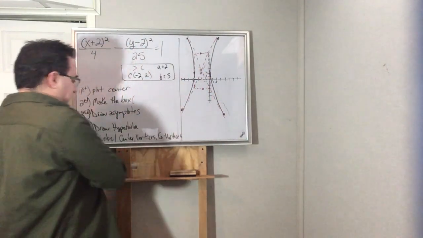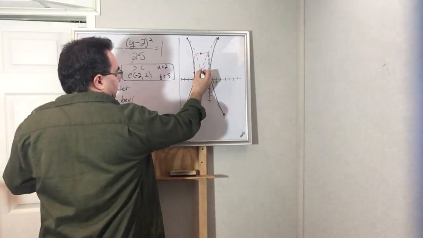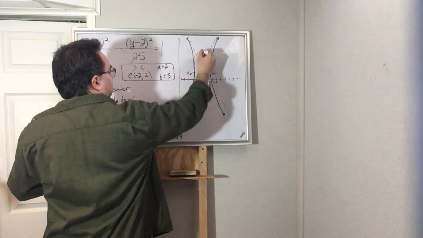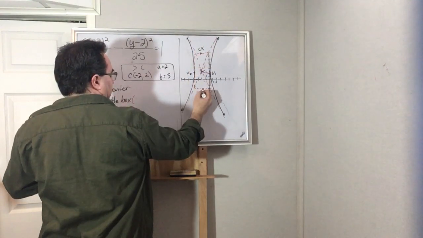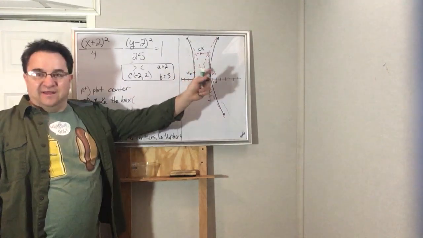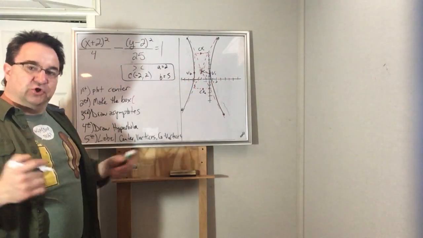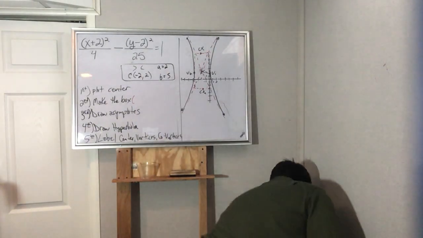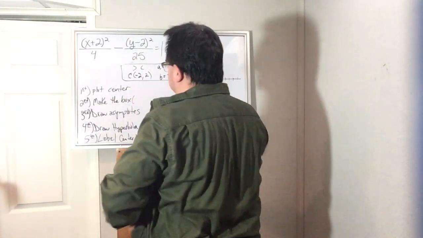And then the last thing I got to do is label stuff. Center is in the middle. This would be vertex 1 and vertex 2. Co-vertex 1, co-vertex 2. Remember, the vertices are actually on the hyperbola, the dishes, the curved parts. All right, let's try one more example.